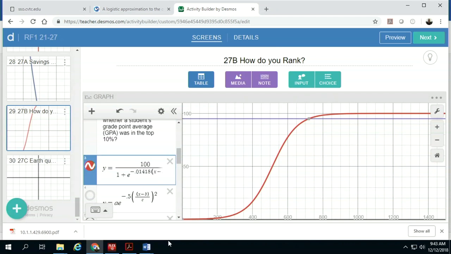It's a logistic function. Now, we would say the maximum percentile would be like the carrying capacity. One of the things that you notice is that this one has a value where it crosses the x-axis at 0. You could have it cross at any point in time.